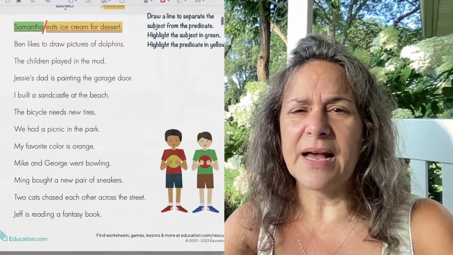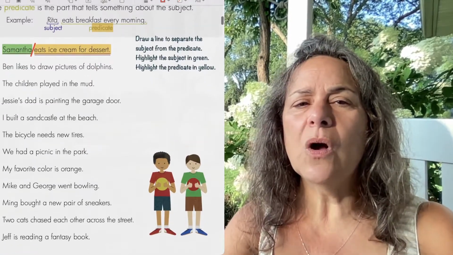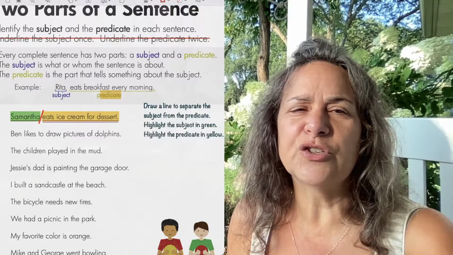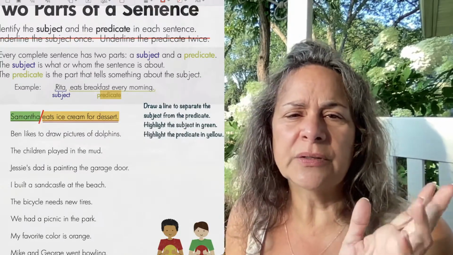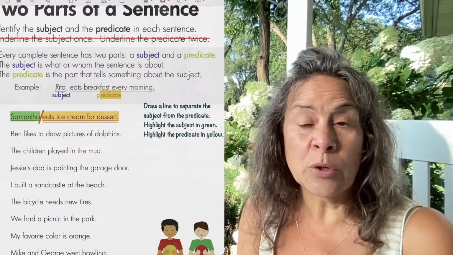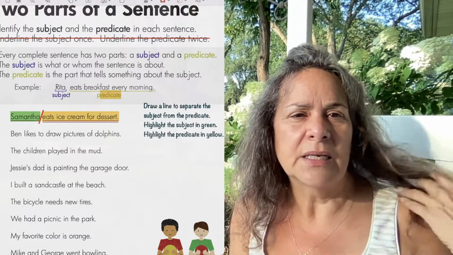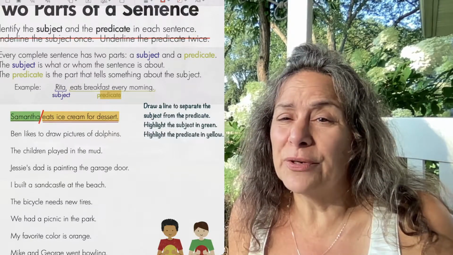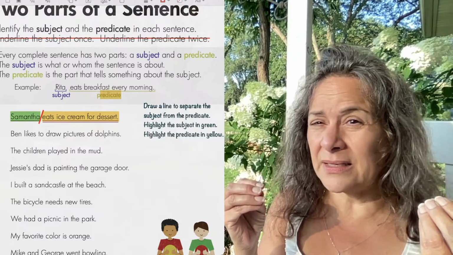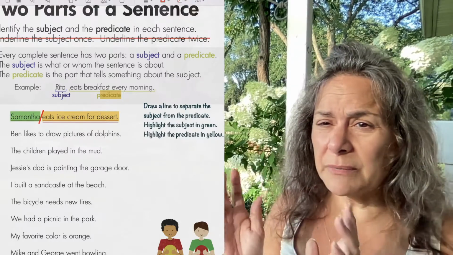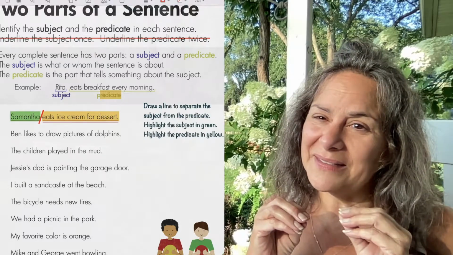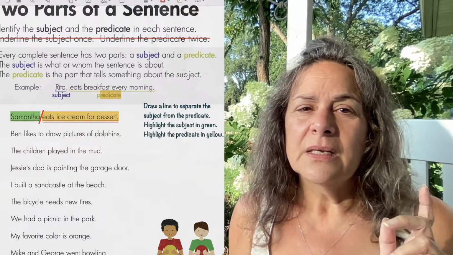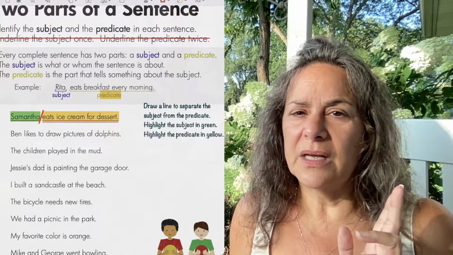All right, so here, let's look at what they say. Identify the subject and predicate in each sentence. And I crossed that out because I don't want you to do underlining. We're going to do highlighting, and we're going to make it look a little bit more visual so you can see it with your eyes, right? Every complete sentence has two parts, a subject and a predicate. A verb starts the predicate, but those are the two parts of the sentence. And that's how we know we have a sentence. We have a subject and we have a predicate.